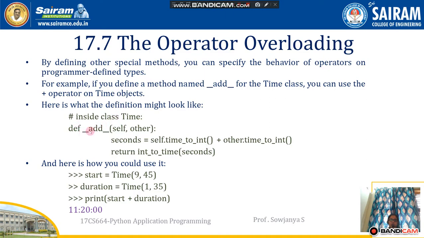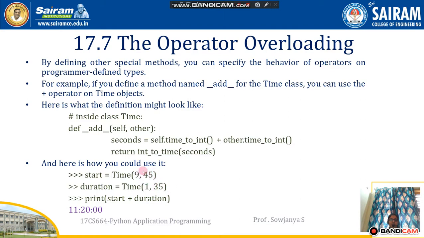How can we use it? As usual, define the Time class, then define __add__, the user-defined method, with two parameters, self and other. seconds = self.time_to_int() + other.time_to_int(), and return int_to_time of the seconds. So in the integer form it returns the seconds. How can we use that? start = Time(9, 45), duration = Time(1, 35). Print start plus duration. When you add these, it will add the seconds also.